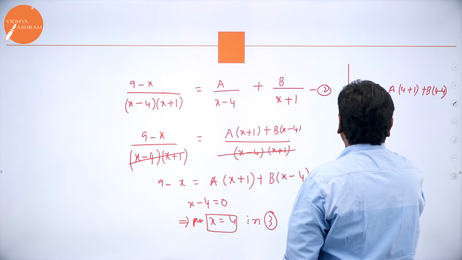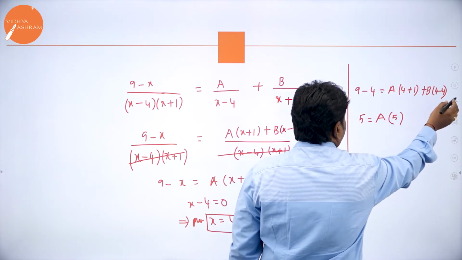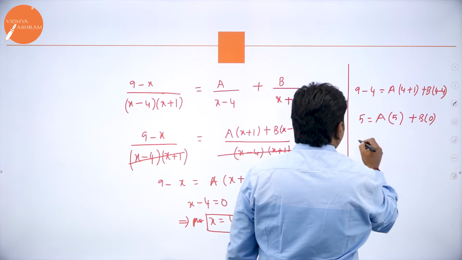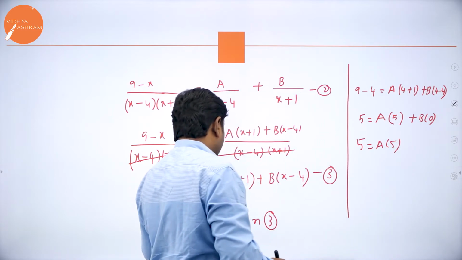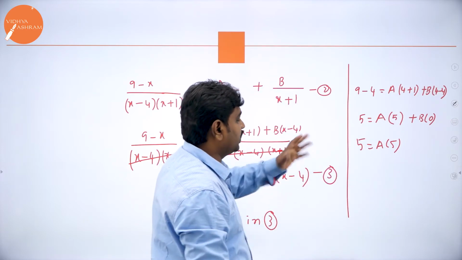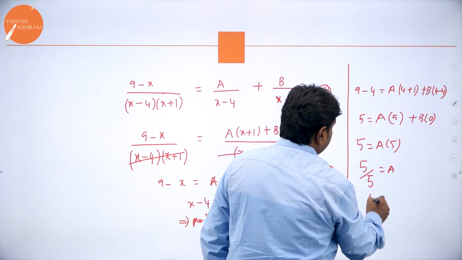9 minus 4 is 5, a into 4 plus 1 is 5, and 4 minus 4 is 0, leave it, b into 0. Actually, I taught you in my last class. Whenever equating x minus 4 to 0, wherever x minus 4 is there, you can leave that, directly you will get a. So, now 5 by 5 is a. You got the value of a.